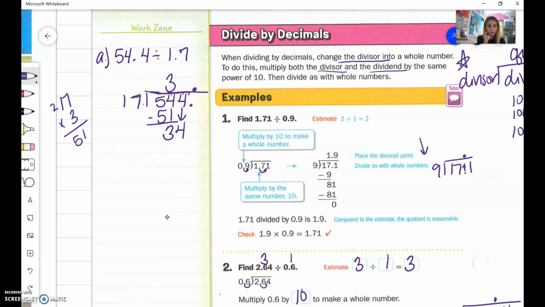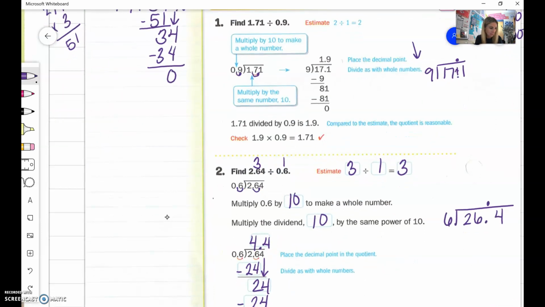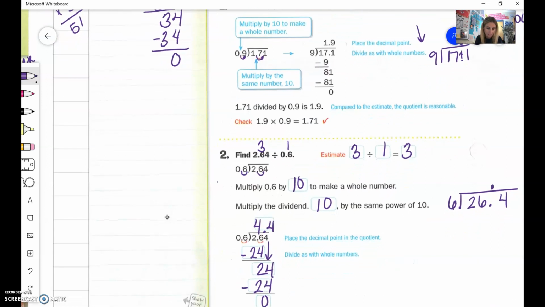So now I divide 34 divided by 17. Well, I know 17 plus 17 is 34, so I know it goes in there twice. So 2 times 17 is 34. I subtract. Do I need to annex any zeros? Nope, I don't, because I have nothing left. I don't need to annex any zeros. Okay? All right, let's go ahead and do C.